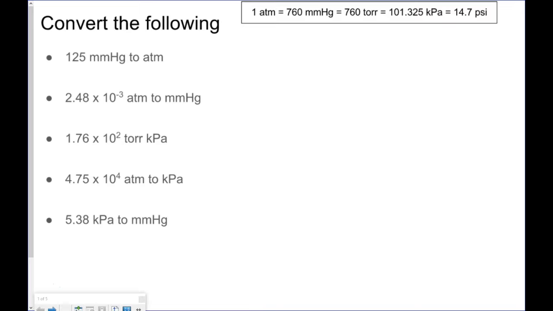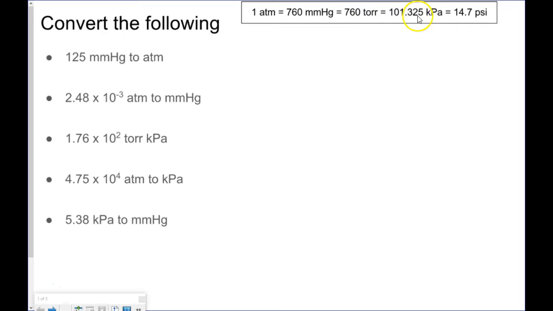In this video, we're going to practice some pressure conversions and some partial pressure calculations. Let's start with some conversion. Remember, we need to know this, and I'll always give you this on a test. 1 atmosphere is equal to 760 millimeters of mercury is equal to 760 torr. Know that torr and millimeters of mercury are essentially the same.